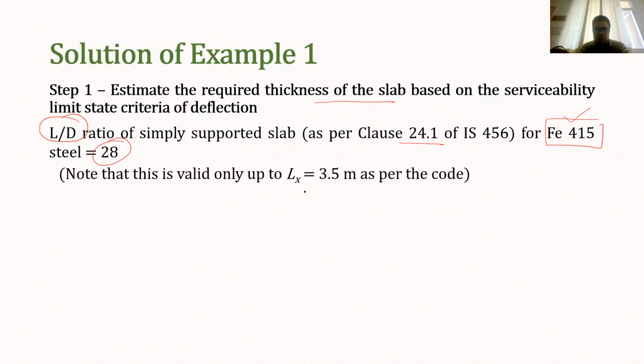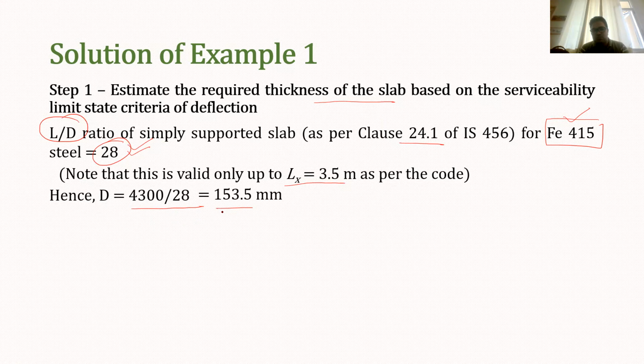Well, we also need to consider that this ratio is valid only when the shorter span is up to 3.5 meter, while in our case the shorter span is 4.3 meter, but still we will be using the same ratio to have the initial estimation of the thickness. So yes, we can do that. Therefore the value of D in this case will be 4.3 meter divided by 28. With that, we will get the thickness of the slab, which is 153.5.